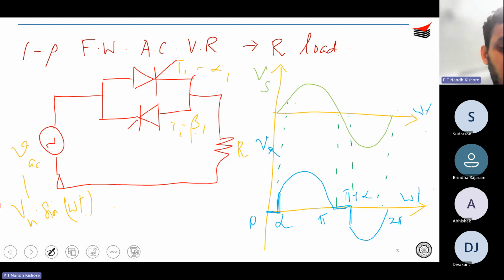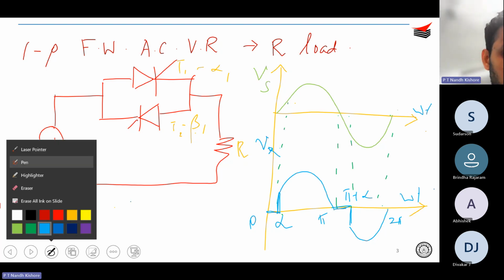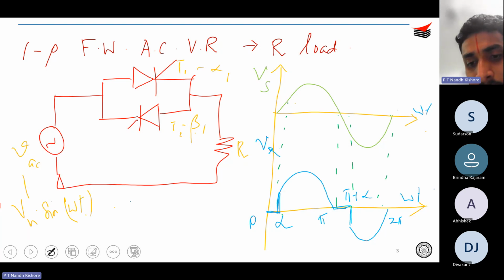Right? So since we are dealing with an R load, what do you expect to see as your current? It is something similar in wave shape to your output voltage, right? So this is your load current, or your I naught. So this is pretty much simple, right? You have a single phase full wave AC voltage regulator with an R load. And then we just drew the waveforms, which are quite logical so far.